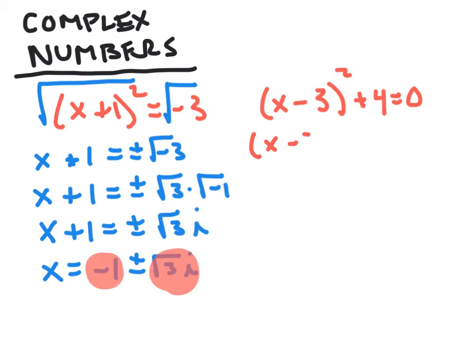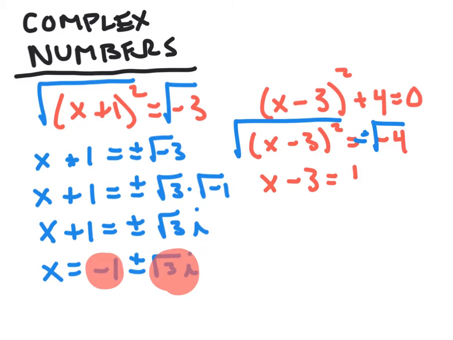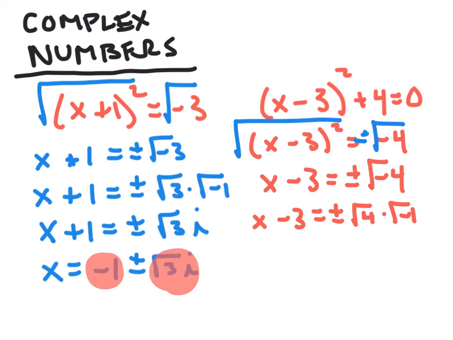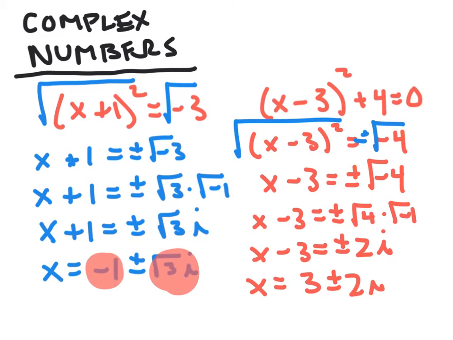Again, I'm going to begin by moving the 4 over to the other side, where it becomes negative. I'm going to take the square root of both sides, and in doing so, I get x minus 3 equals plus or minus the square root of negative 4. Let's keep going a few steps, going in small steps. The square root of 4 times the square root of negative 1. And what happens quite nicely? The square root of 4 becomes 2, the square root of negative 1 becomes i, and I have my final answer, which is 3 plus or minus 2i.